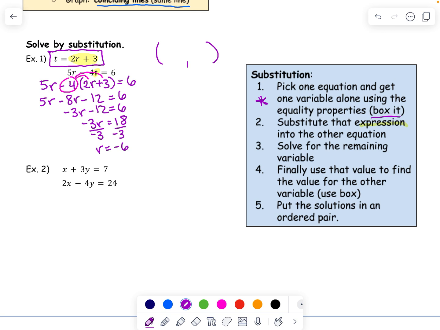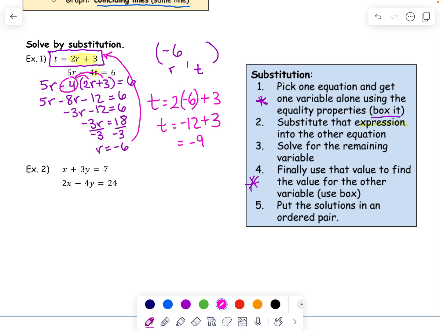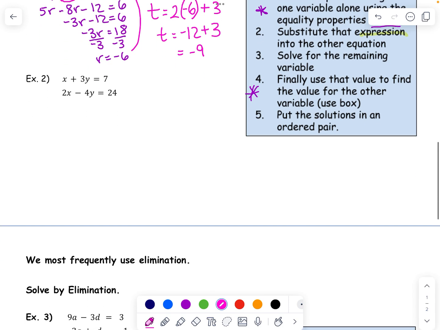But here's our solution. Our solution is a point, right? So we need to decide who's going to go first in our ordered pair. Well, it always goes alphabetical, so r would come before t, so we'll put the r here. The next thing we're going to do is use that value and go back into the box. So we take this value and we take it back up into the box, because we know to get t, we would take 2 times whatever the r value is and add 3. Well, the r value we got was negative 6. So t is equal to negative 12 plus 3, which is negative 9. And there's our one solution, which means it's consistent and independent. The system is consistent and independent.